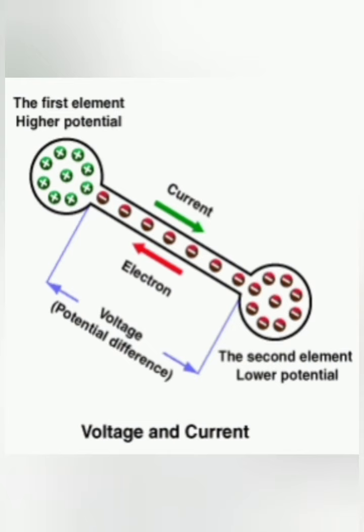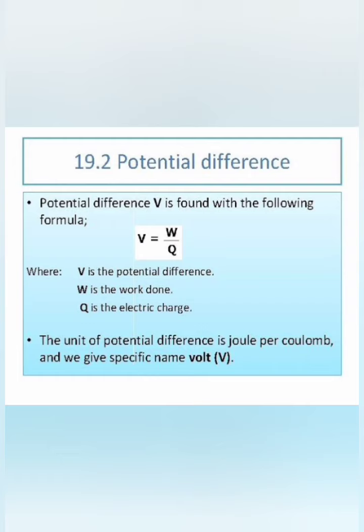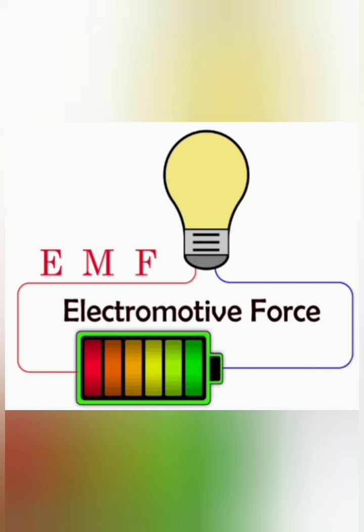The unit of potential difference is also the same as the unit of electrical potential. What is the unit of electrical potential? Volt, V.